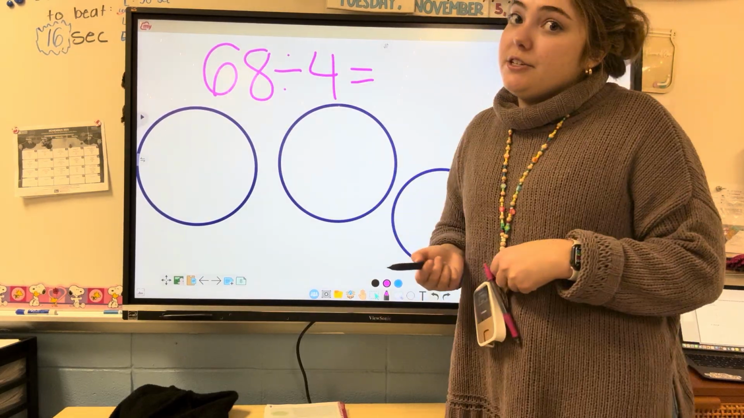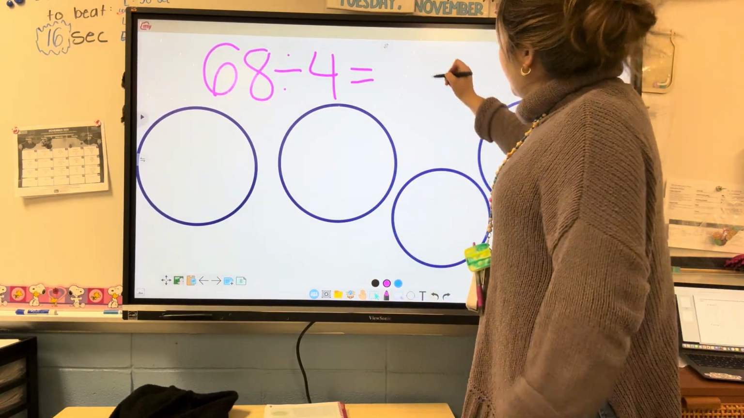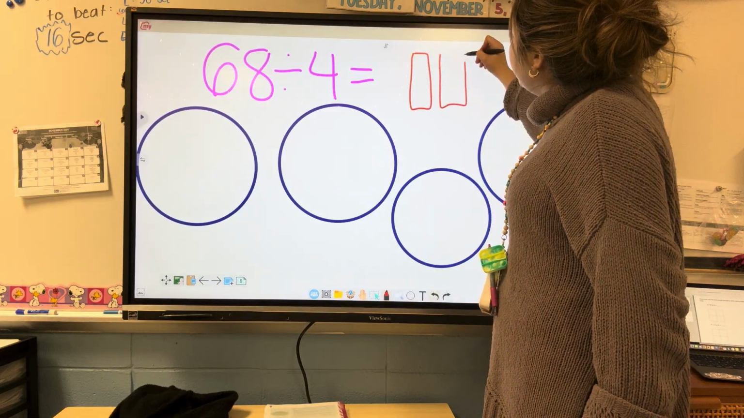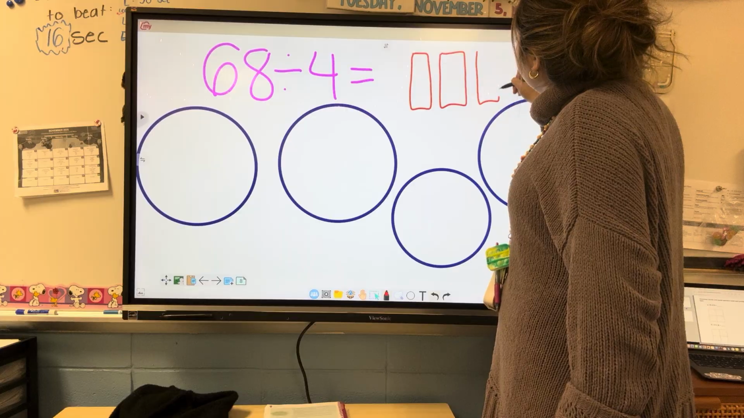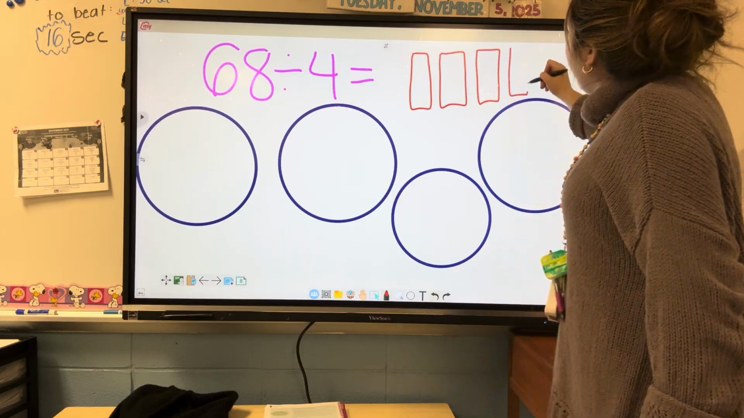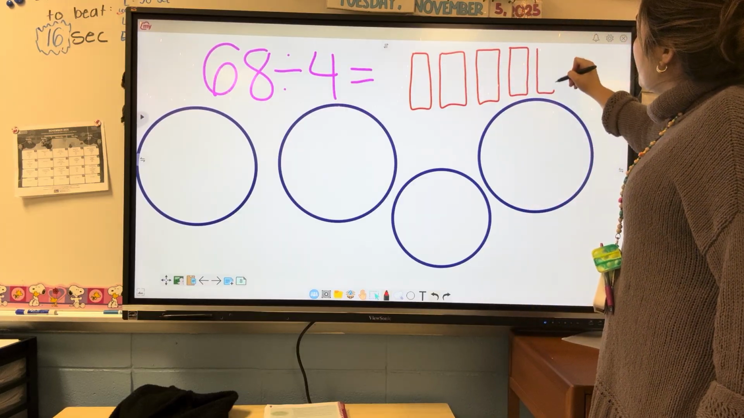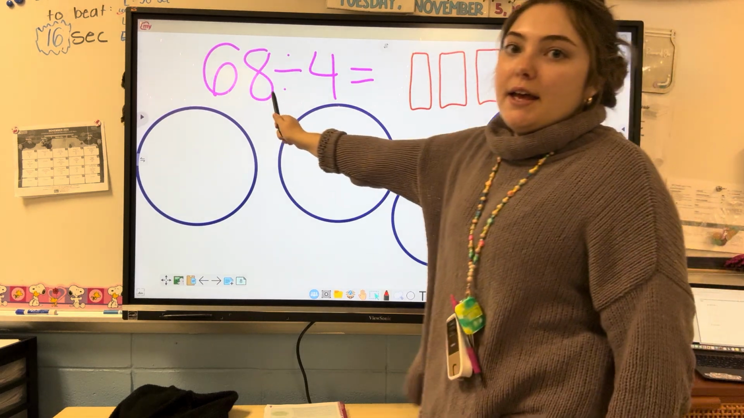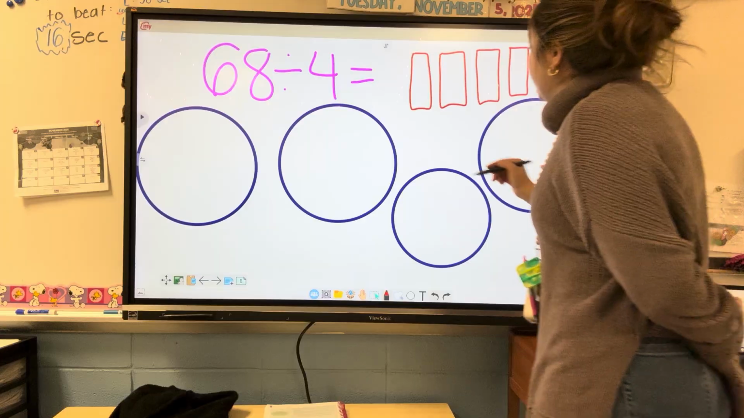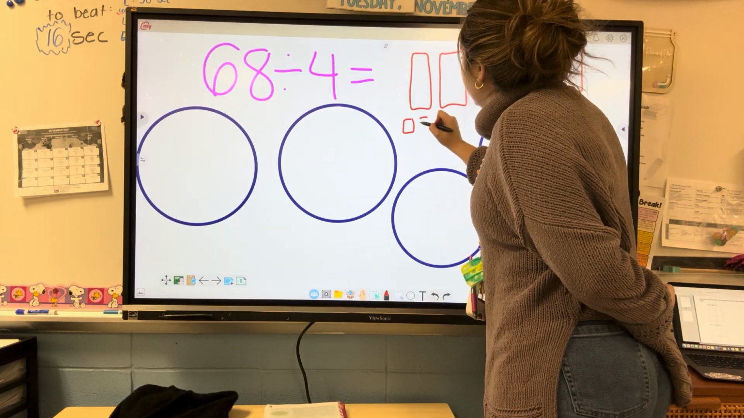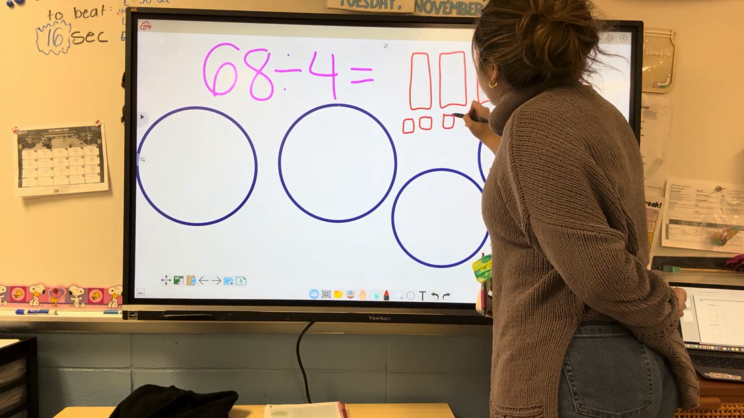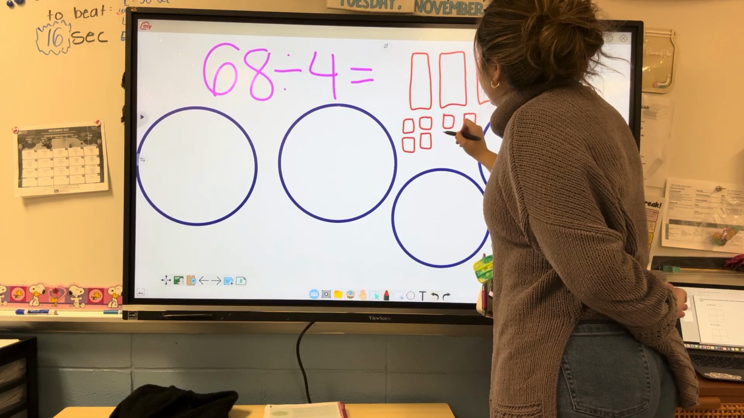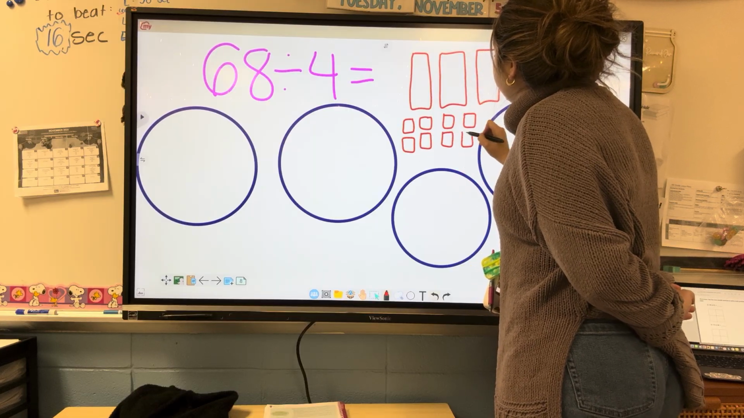I have 6 tens, so that means that I need 6 rods. 1, 2, 3, 4, 5, 6. I have 8 ones. I'm going to go ahead and draw those. 1, 2, 3, 4, 5, 6, 7, 8.